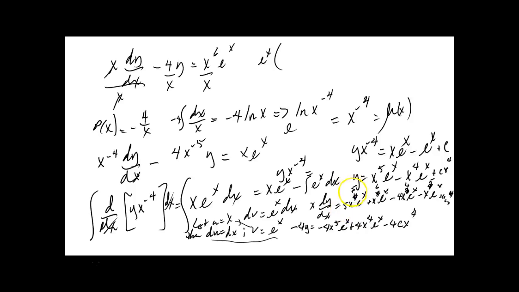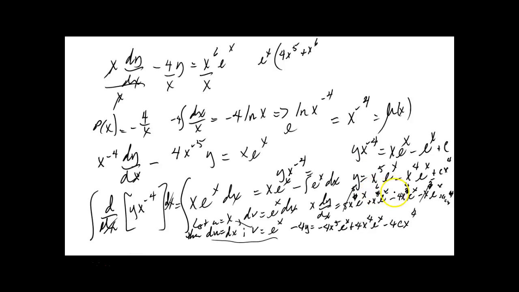5x to the fifth plus x to the sixth minus 4x to the fourth. Oh, there's another x to the fifth, right? So it was 5 minus 1, so that's going to be 4x to the fifth. That'll take care of this one and that one. And then here we've got a plus x to the sixth. Can't do much with that right now.